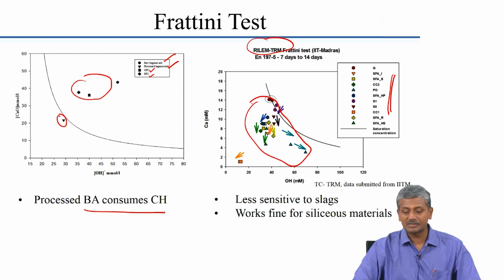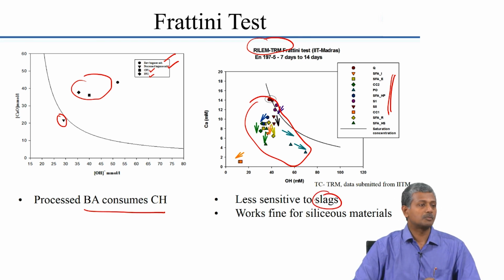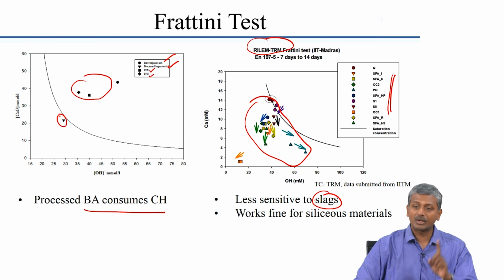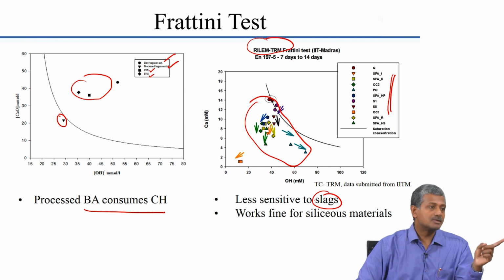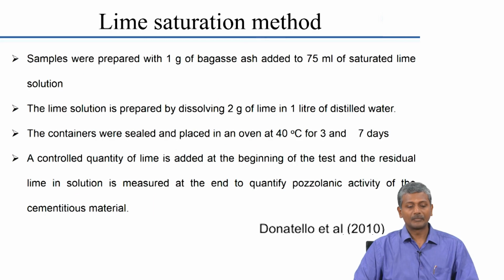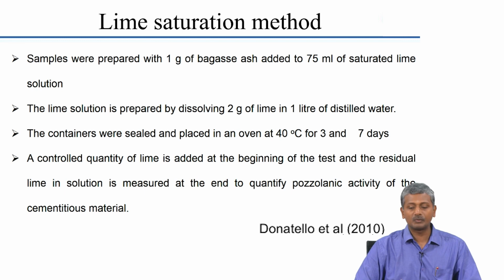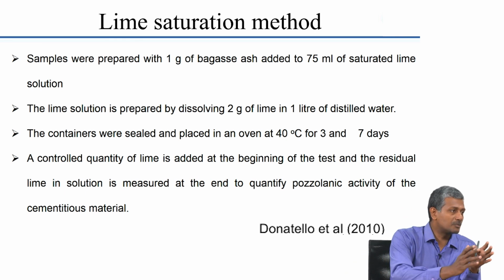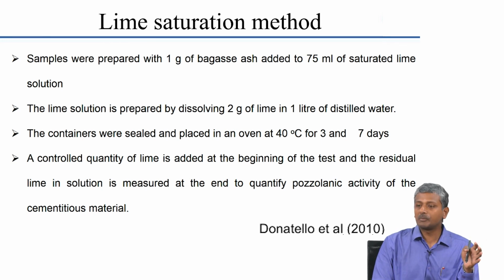Now, the problem is this test method is not as sensitive to slags, and it works fine for regular pozzolanic materials, whereas your lime reactivity test seems to be favoring slag and does not work very well for the siliceous materials. Again, the lime saturation method is simply mixing your pozzolanic material with saturated lime solution, and what you simply do is you measure the lime remaining in solution, because what happens to the lime because of pozzolanic reaction, part of this lime will start getting combined with the pozzolan and the lime remaining in solution can be measured.